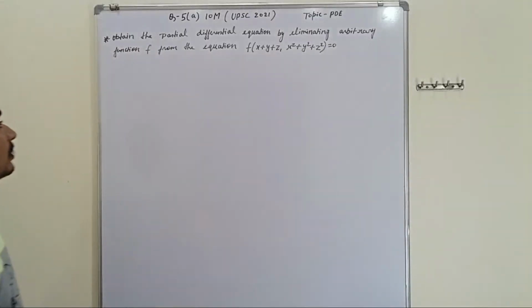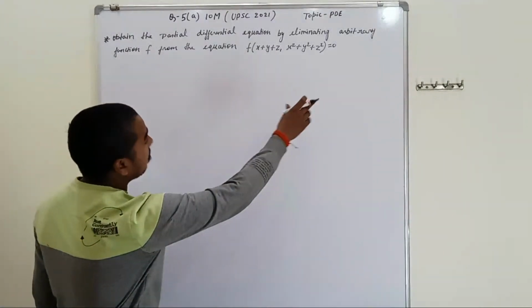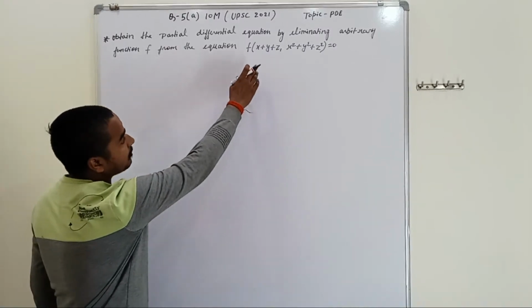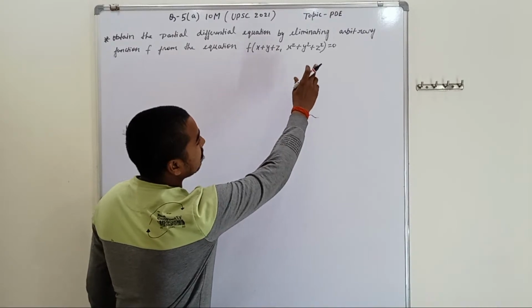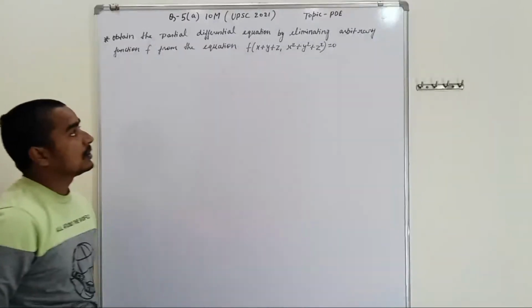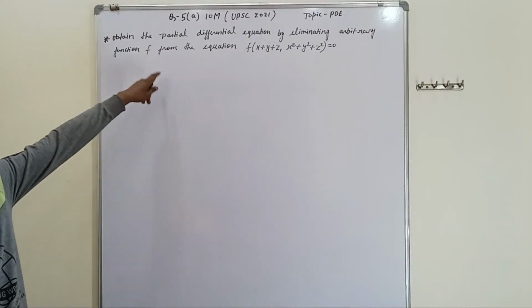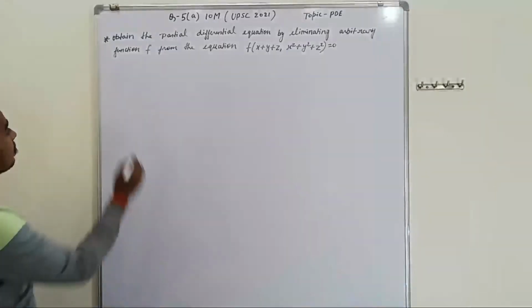Here in the given question, obtain the partial differential equation by eliminating the arbitrary function f from the equation f of (x plus y plus z, x square plus y square plus z square) is equal to 0. This question is from the topic partial differential equation. UPSC asked it for 10 marks in 2021. Let's solve the problem.